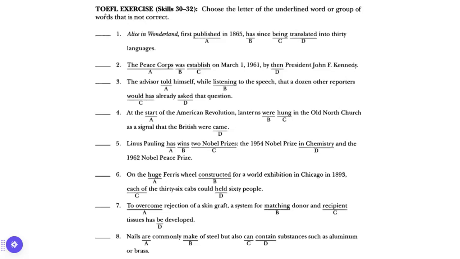Okay, time to review. Number 1, letter C. It should be "been," B-E-E-N, and no "being." "Has been."